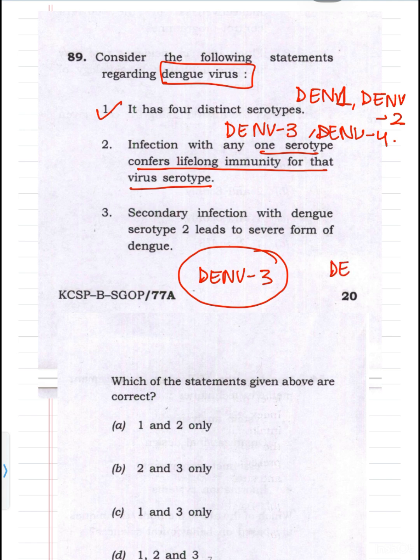So this is also correct. Now coming to third: secondary infection with dengue serotype 2 leads to severe form of dengue.